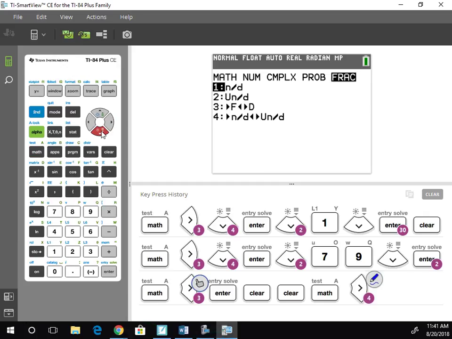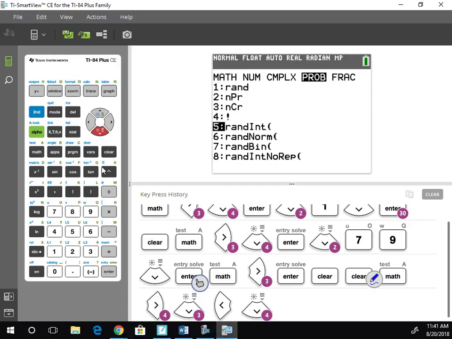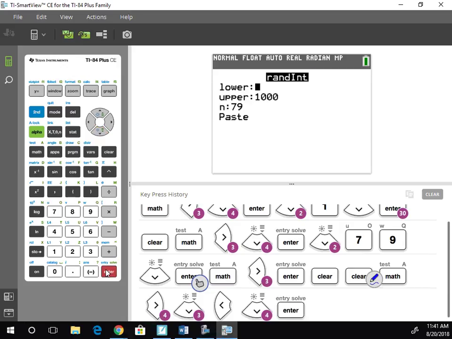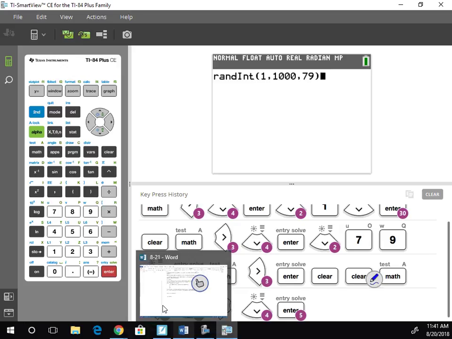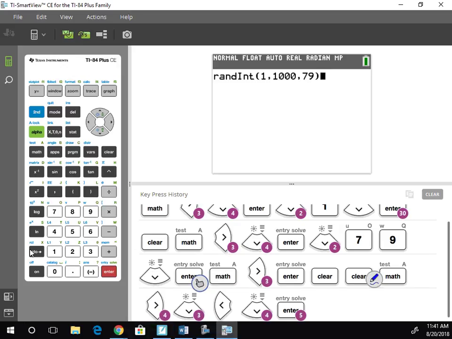Math, prob, oh, I went too far. Prob, number 5, and I got 1,079 paste. When we get to this screen right here, we want to store it in a table. So in order to store it, right now I'm on step 9. I'm going to hit the STO button. And the STO button is right here above the on. Okay, so it's this button right here.